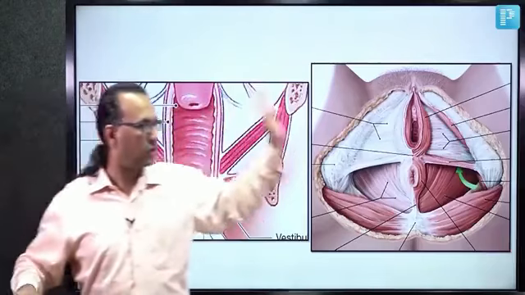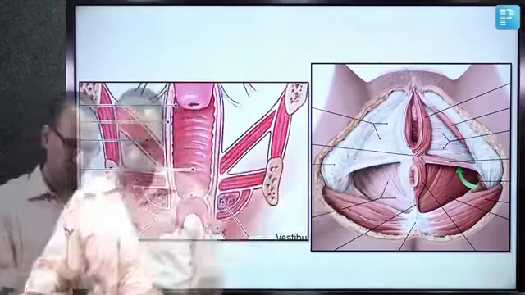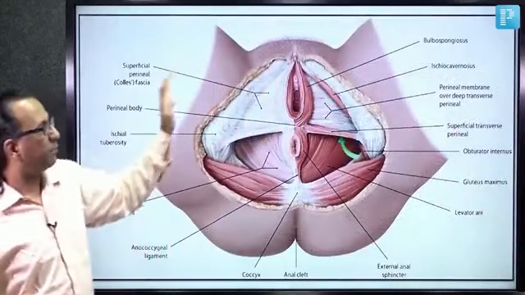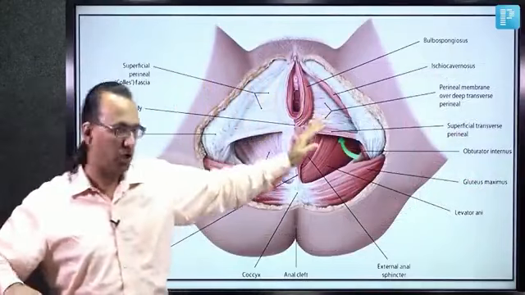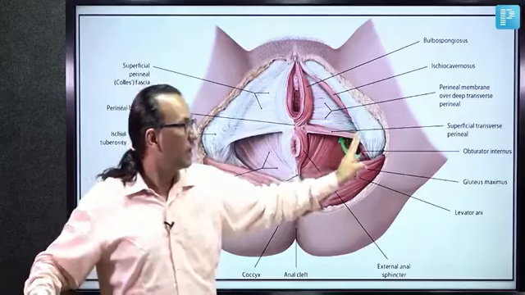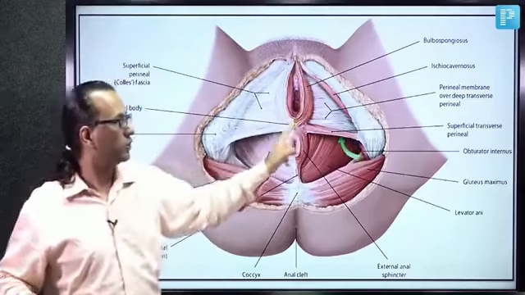Let us use that on this particular diagram then. As we start dissecting, the very first thing to remove is skin. Deep to that will be the Colles fascia. As you remove the Colles fascia, you enter the superficial perineal pouch having some muscles, like this is the bulbospongiosus muscle.